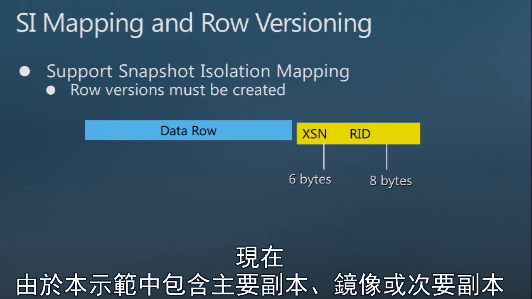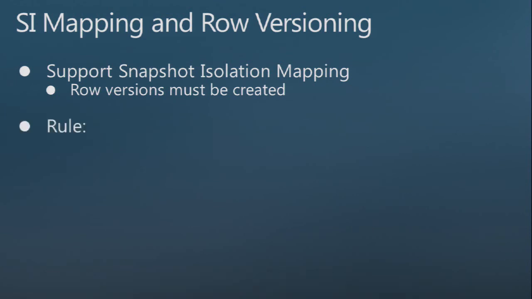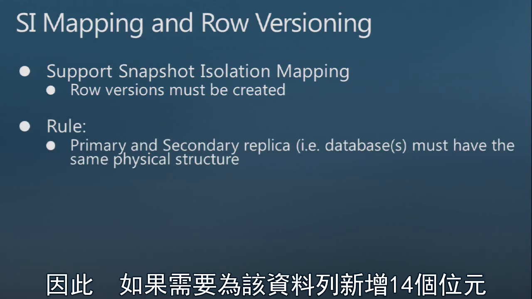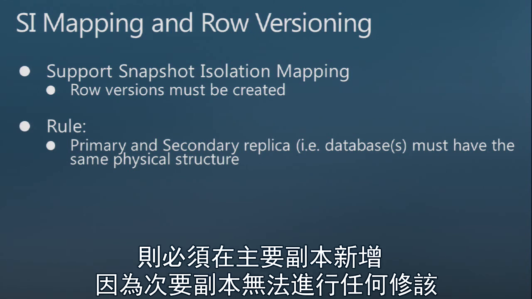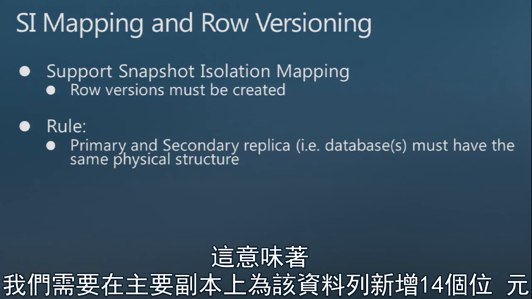Now, since the primary and the mirror, or the secondary replica in this case, I'm using mirror and secondary synonymously, have to be exactly the same physical storage, if I need to add 14 bytes on the row, it has to be added on the primary, because the secondary cannot make any changes. Secondary is just read-only access. So that means we need to add 14 bytes to the row on the primary.